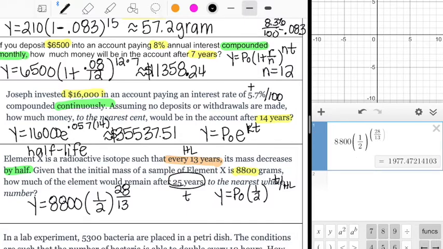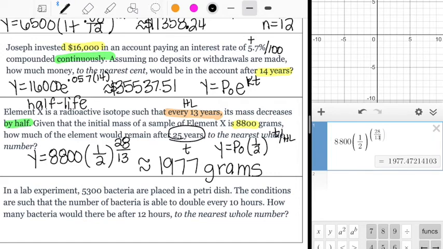So how much will be left after 25 years? 13 years is cut in half. Another 13 years is cut in half. Another 13 years is cut in half. So after 25 years, it is going to have 1,977 grams of that radioactive isotope left.